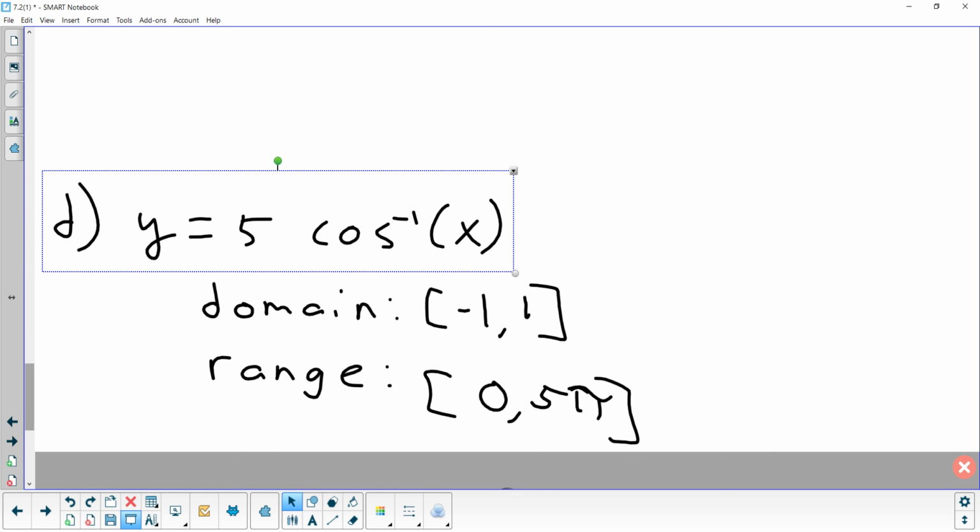Now, with inverse tangent, what could you never change? It would have the same answer every time. Either the domain or the range. Which one of those would never change no matter what transformation you did? Yeah? The range. Why? Because it was negative infinity to infinity.